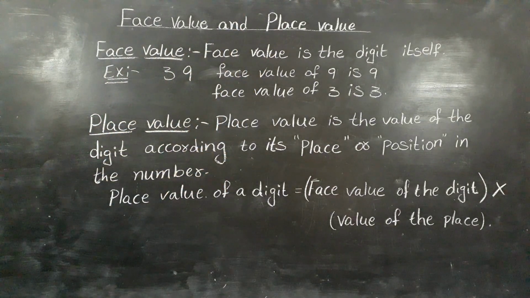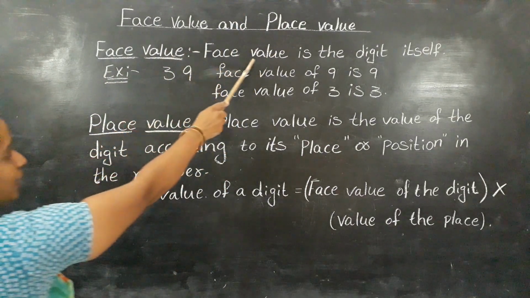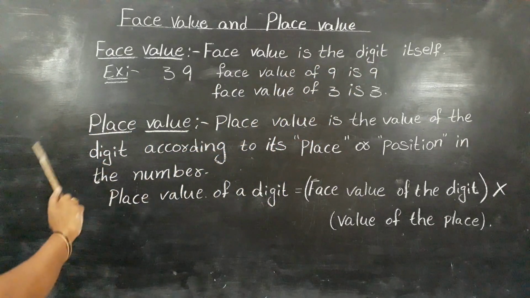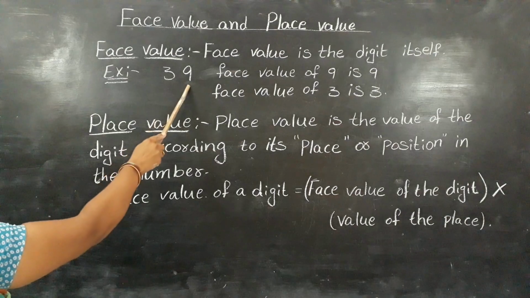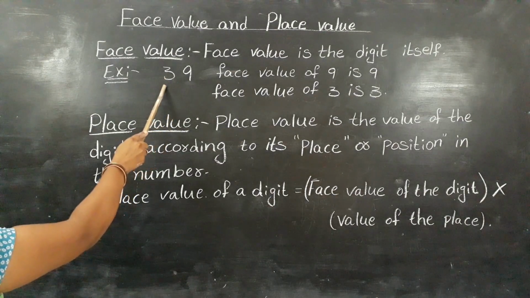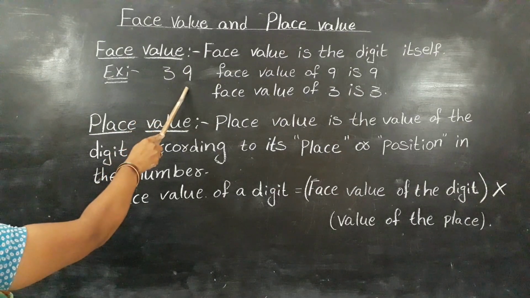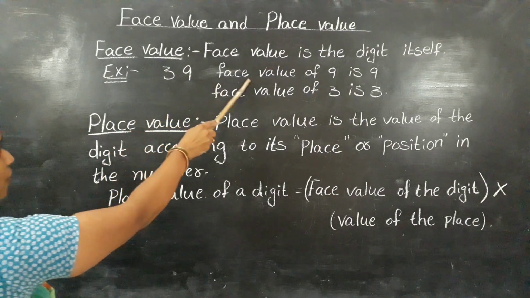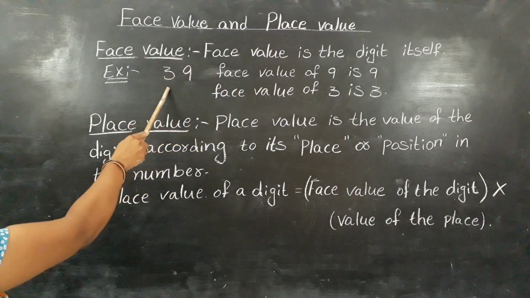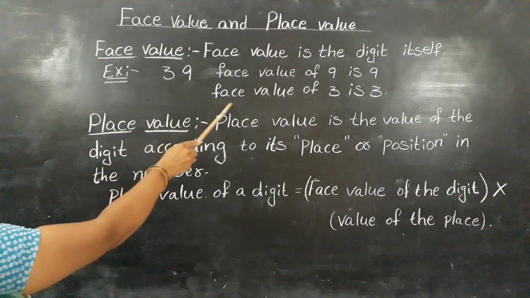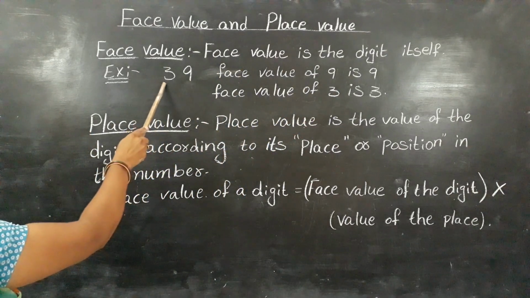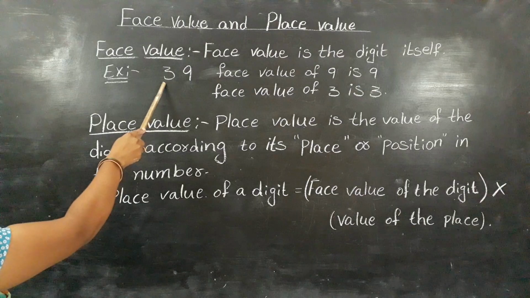What is a face value? Face value is the digit itself. Look here, in 39 there are two digits, 9 and 3. What is the face value of 9? The face value of 9 is 9 itself. And what is the face value of 3? Face value of 3 is 3 itself. The digit itself is the face value.